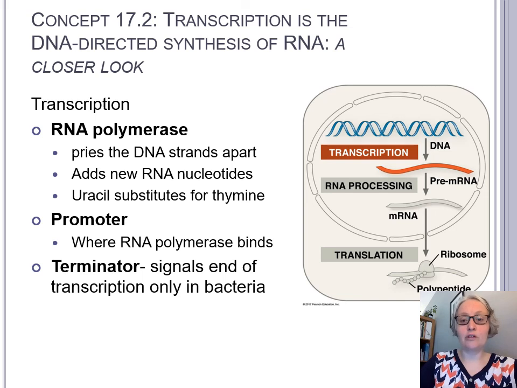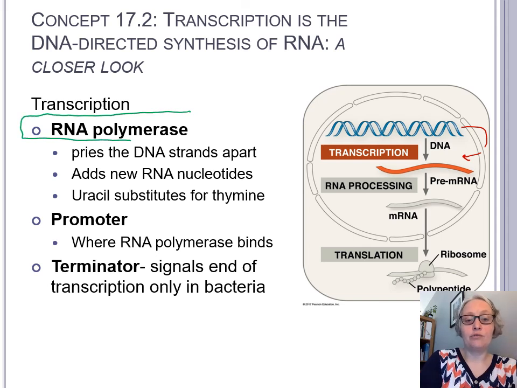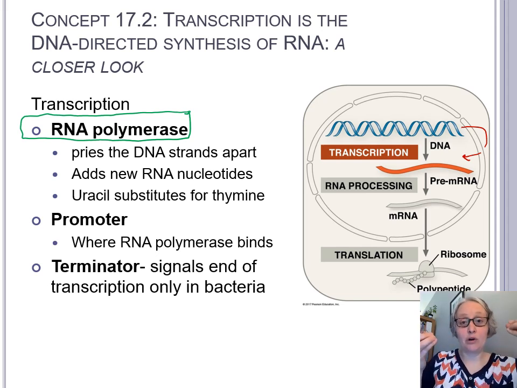We're zooming in. We're trying to look at the process of how we take the DNA and create an mRNA molecule. The enzyme that does transcription is called RNA polymerase. This is an amazing enzyme. It does it all. It can pry the DNA molecules apart, it can add new nucleotides to a free 3' end, and it's able to do the entire process of transcription. So its name is RNA polymerase. Please know that name. RNA polymerase can pry the DNA strands apart, add new RNA nucleotides, and it's able to substitute uracil for thymine.